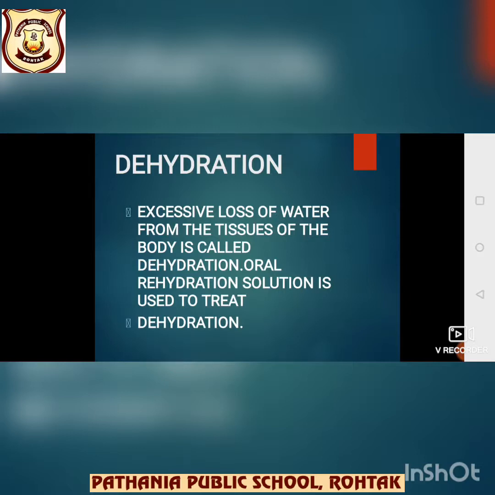So that's all about today. What did we learn today? Vitamins, minerals, roughage, and water. In our next class, we'll talk about balanced diet and some of the deficiency diseases.